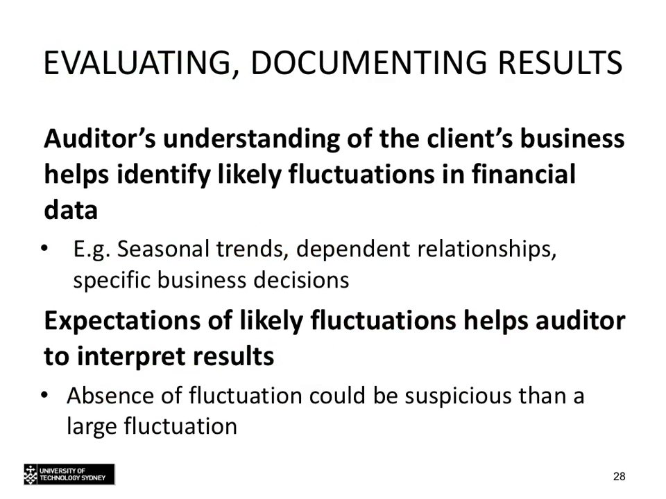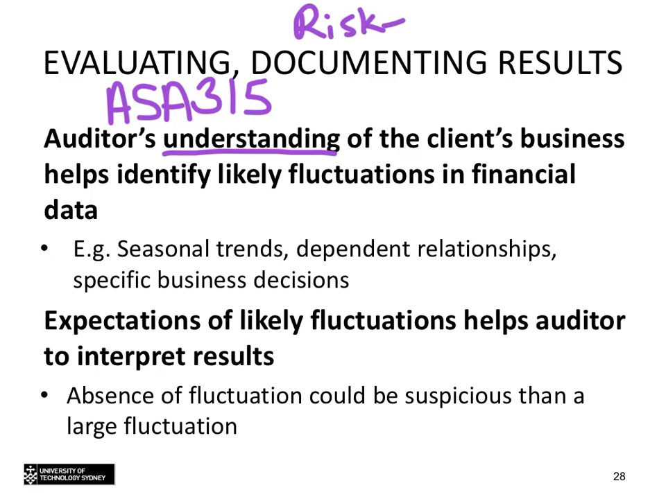All right. Now, what I also need to do is understand the client's business. Can anyone tell me what ASA says we need to really understand the client? Anyone remember? 315. All right. So ASA 315 says understanding the client is key, because we're doing a risk-based audit. All right. We are auditing and spending more effort where there's more risk. So if I don't understand the client, I can't understand where that risk might be.